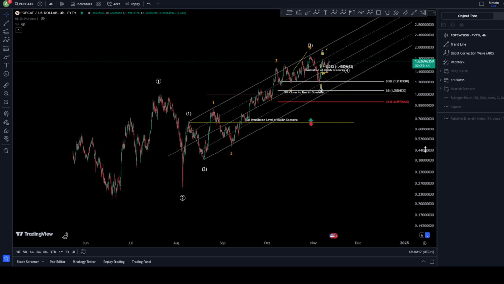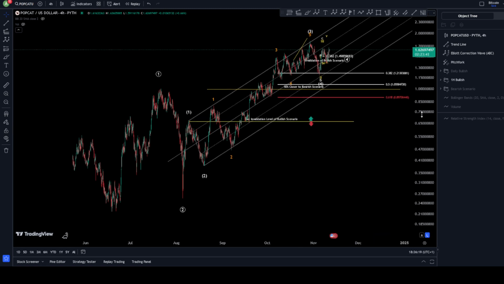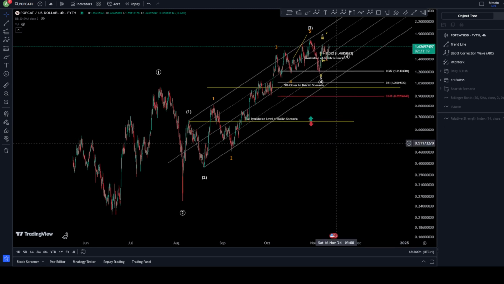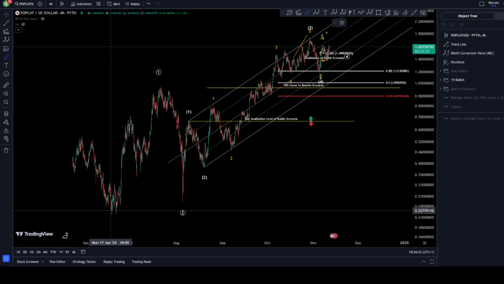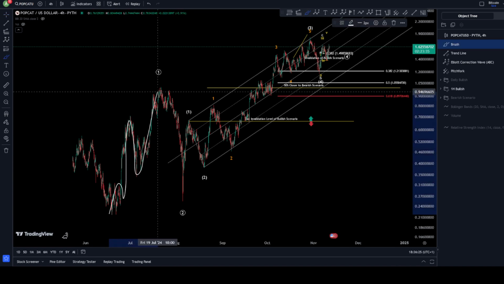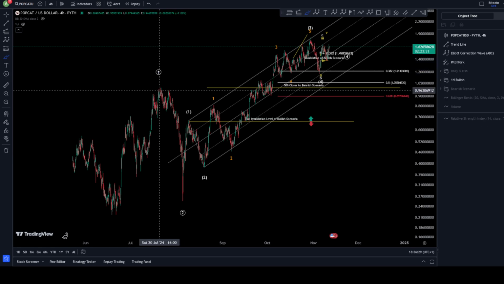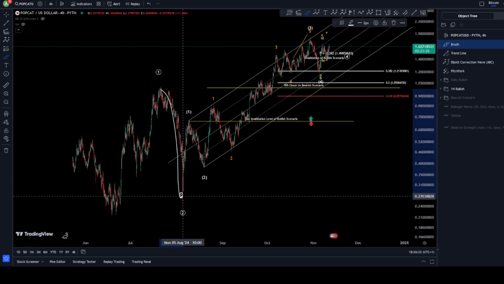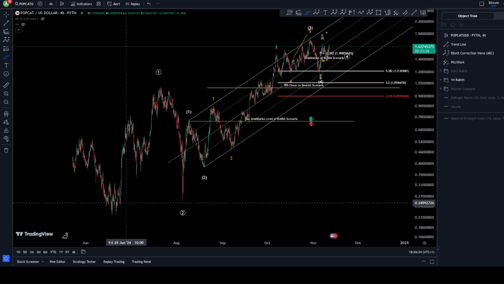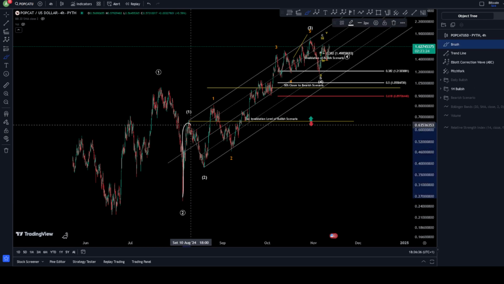Of course, starting on the 4-hour chart for POPCAT, we are still looking for this massive impulse towards the upside, where we are looking at 1, 2, 3, 4, and a 5. Perfect impulse for a wave 1, of course, a nice start for an impulse, and then a wave 2, very nice deep wave 2 based on the fib levels. It is as well perfect.